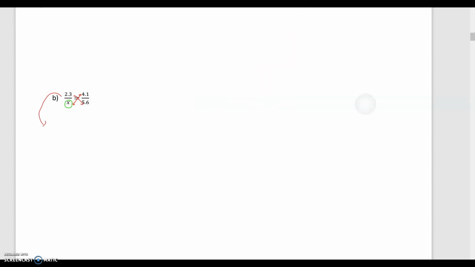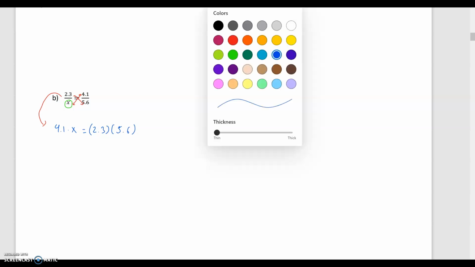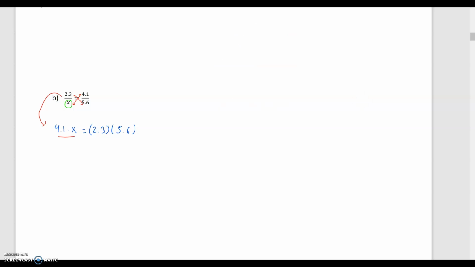I'm going to end up with the x's, let me put the x's on the left. So this will be 4.1 times x, and this is equal to 2.3 times 5.6. And then at this point, we can actually divide by the 4.1, divide by the 4.1. So we've isolated the variable. So x is equal to 2.3 times 5.6 over 4.1.